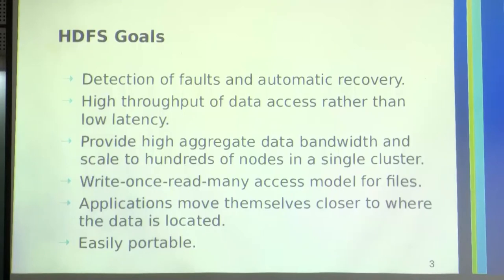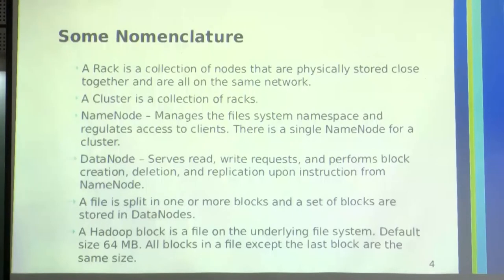Right, so we did say that there was a trade-off in throughput and latency earlier. So the focus is on making sure everything is as busy as possible rather than making sure that you get a response to a calculation as quickly as possible, right? So it's all about throughput. So scale, and a write once, read many access model for files. So typically you're just going to write the data once, you're not really going to update it, right?